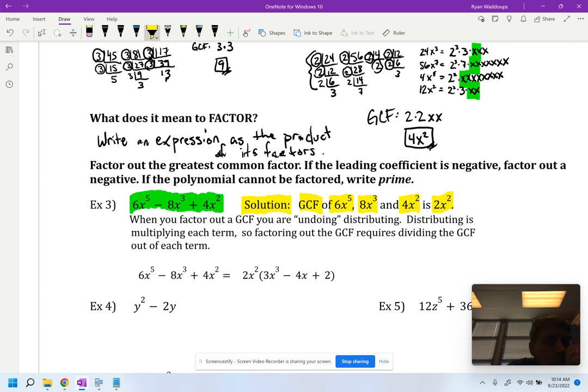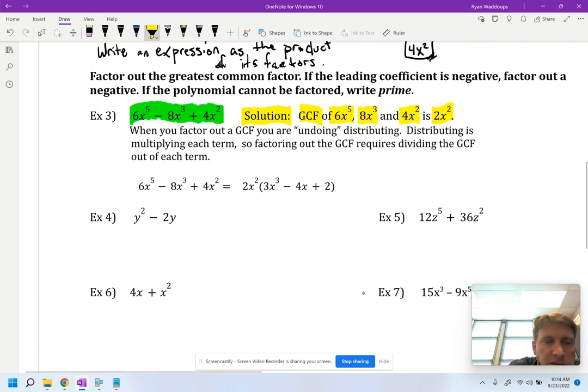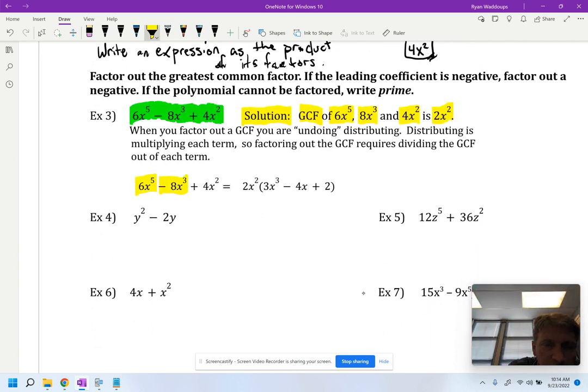So 6x to the 5th minus 8x cubed plus 4x squared. If the GCF is 2x squared, you have to say, what would I multiply by 2x squared to get 6x to the 5th? 2 times 3 is 6, and x to the 3rd times x squared is x to the 5th. So that's that part. And then minus 4x times 2x squared would be negative 8x cubed. And 2 times 2x squared would be 4x squared.